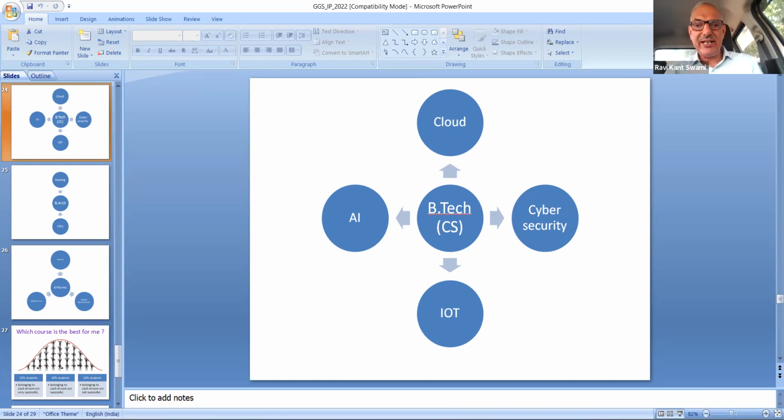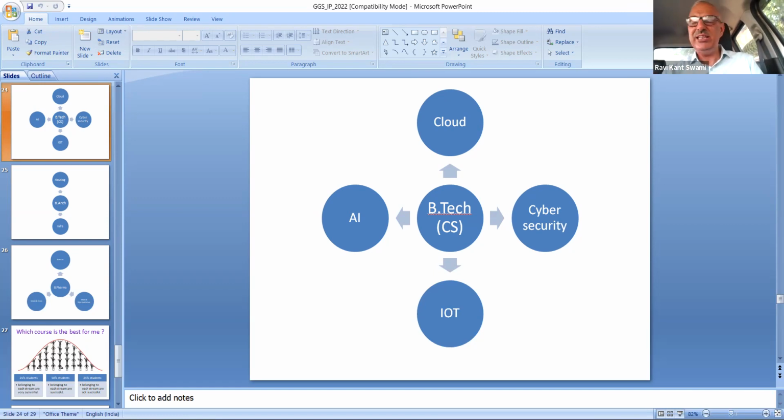Now today we are interacting in a digital fashion through Zoom. Otherwise I would have come all the way to Hisar and talked with you. Of course, I would love to do that. But for all these things which we call digitization, we need computer science engineers.